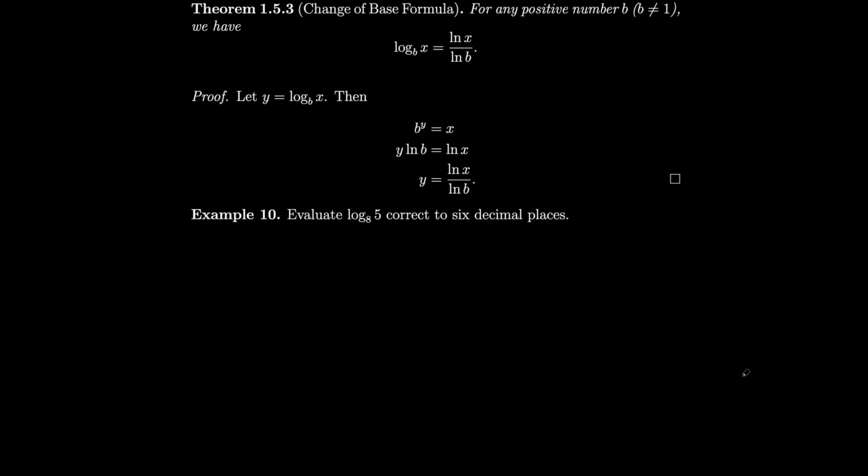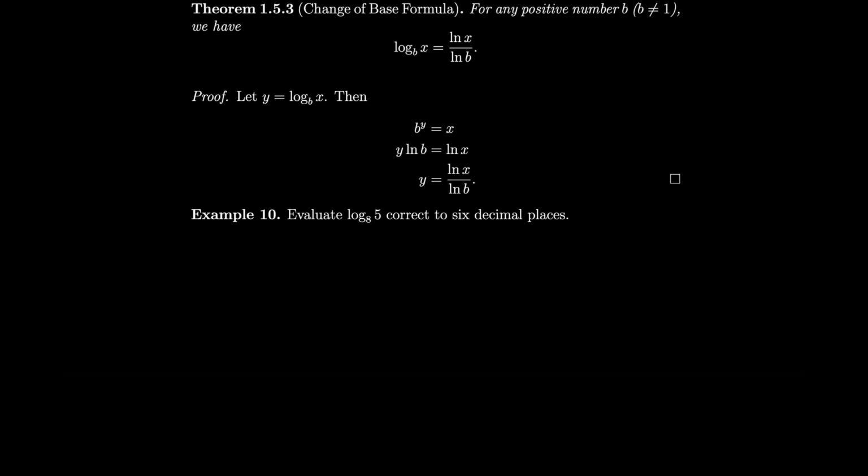We can let y equal log base b of x. So then, by definition, we have b to the y is equal to x. We can then take the natural log of both sides and move the y out in front when we take the natural log. So we get y ln b is equal to ln of x. And then just divide both sides by ln of b. Because b is not equal to 1, ln b must not be equal to 0. Okay, so now we have a change of base formula.